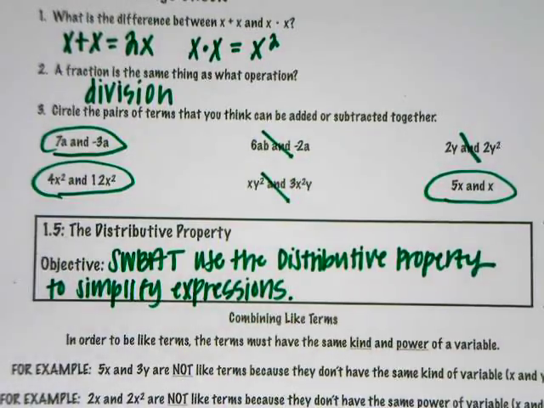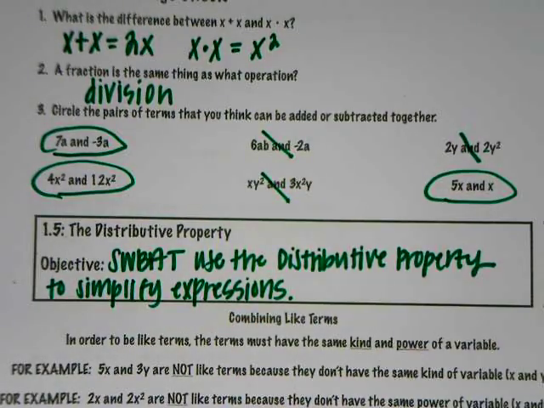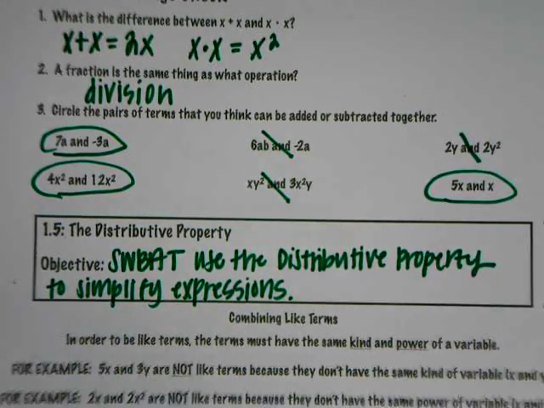And then if you remember 1.4, we touched on some vocab. Simplify goes with expressions when there's no equal sign, and then solve goes with equations when there is an equal sign. Okay? All right, so first thing we're going to talk about is combining like terms, because combining like terms and the distributive property really go hand in hand.